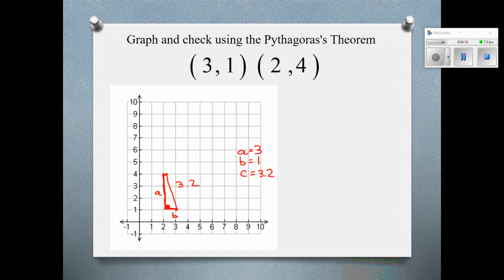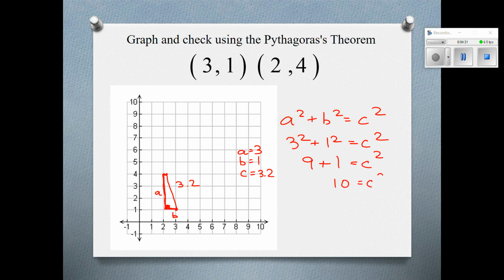So remember the Pythagorean theorem is a squared plus b squared equals c squared. So let's just check and see if that works out. We would do 3 squared plus 1 squared equals c squared. Well, that gives us 9 plus 1, which is exactly what a while ago we had under the radical sign. So we have the square root of 10, which is exactly what we had a while ago.